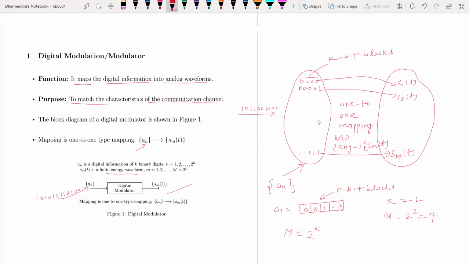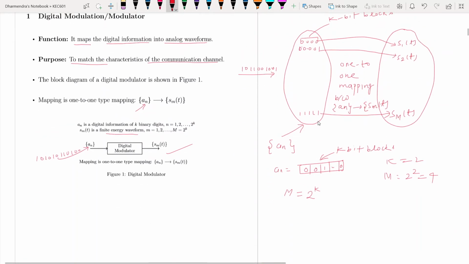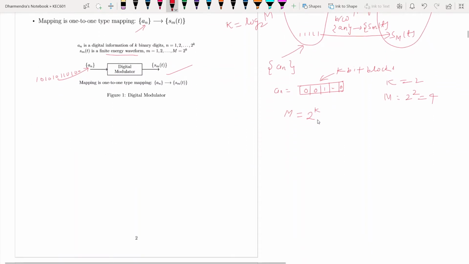Okay, so this is the function of digital modulation. You have an input 1010. So for an M-ary modulator, how many bits in a block will it construct? k is equal to log base 2 of M. Suppose M is equal to 4. So k equals 2.